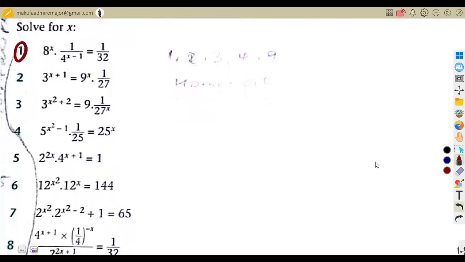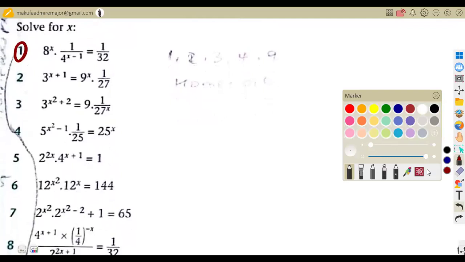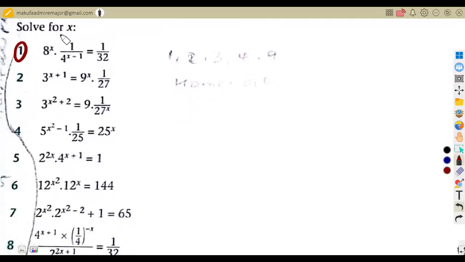All right, question number 1, we are given, just like the previous case, to solve for x. Solve for x, but these are exponents. These are exponential equations. So number 1, you're given 8 to the exponent of x times, this is just a product here. All right, so this is just a product, and we've got 1 over 4 to the exponent of x minus 1. And this is equal to 1 over 32.